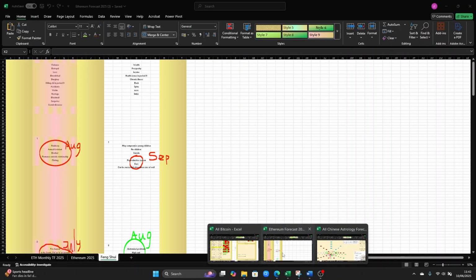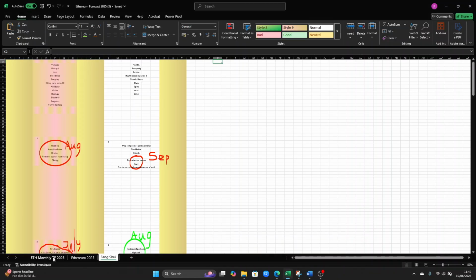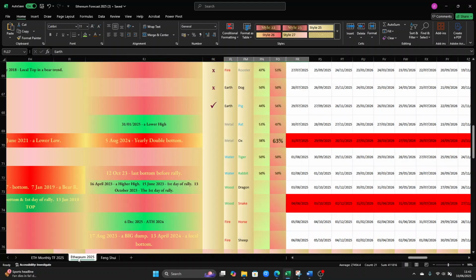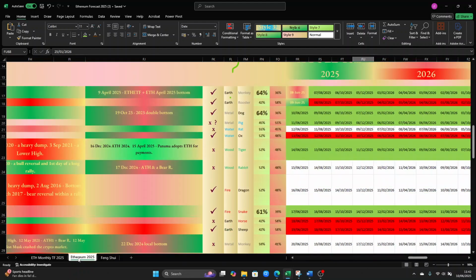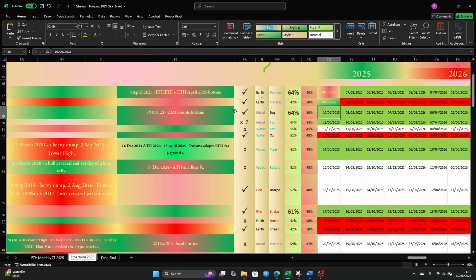Just 1 second, I will get it for you. I have posted this daily time frames forecast to all Ethereum subscribers, and we can see here the 10th of June has a very high probability to be a top because it has been a double top historically as well. And I have other astro events which are telling me that the top is either today or tomorrow.